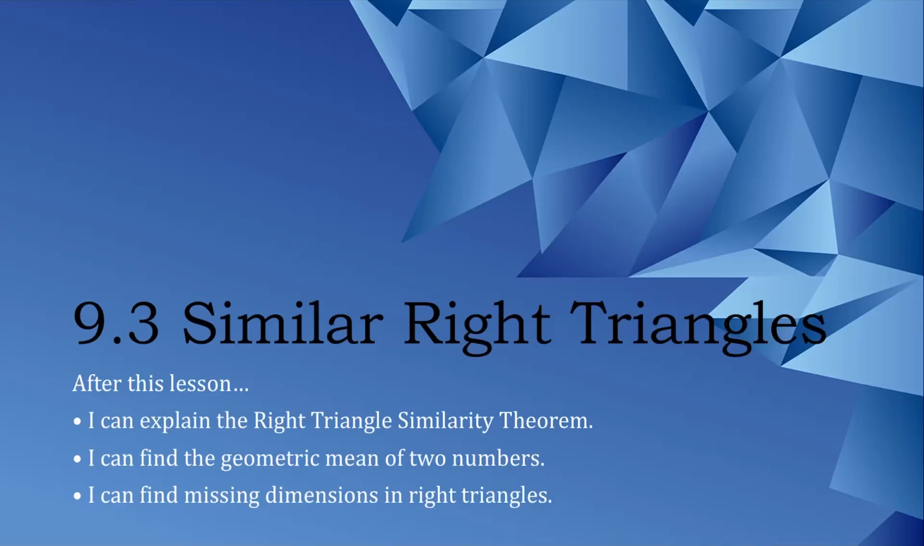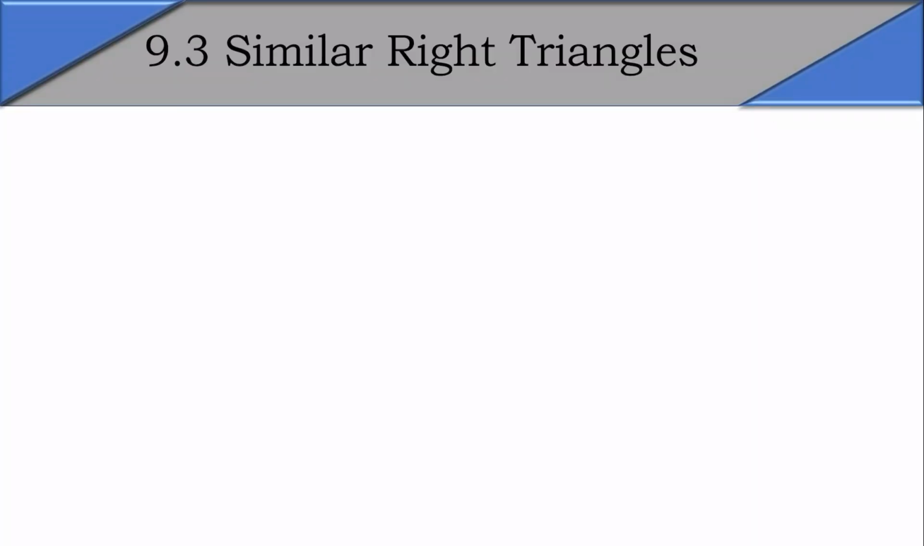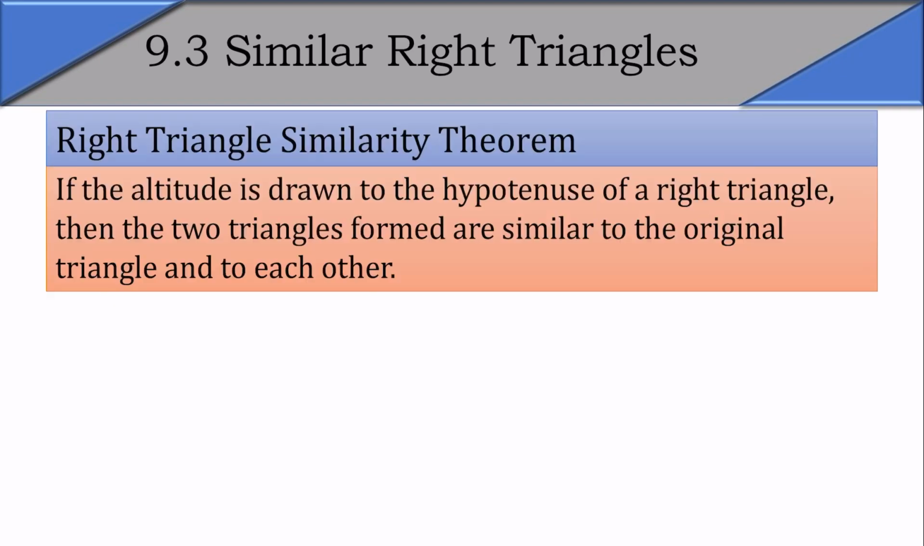Lesson 9.3, Similar Right Triangles. The right triangle similarity theorem says that if an altitude is drawn to the hypotenuse of a right triangle, the two triangles formed are similar to the original triangle and to each other.